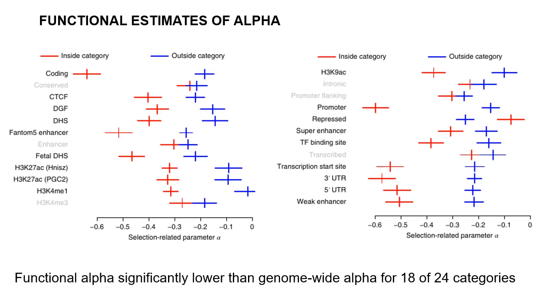So the results on the previous slide were estimates of genome-wide alpha, but we can also generalize this method to obtain estimates of how alpha varies based on functional annotations. In total, we considered 24 different functional categories of SNPs, and for this, the red lines are estimates of alpha inside the category, the blue lines are estimates outside the category. And what we see is for a wide range of these annotations, there is evidence that alpha is much lower inside the category than outside. For example, for coding regions and promoters, we see that alpha is closer to minus 0.5. And so that indicates that the impact of selection is much stronger on functional categories of SNPs.